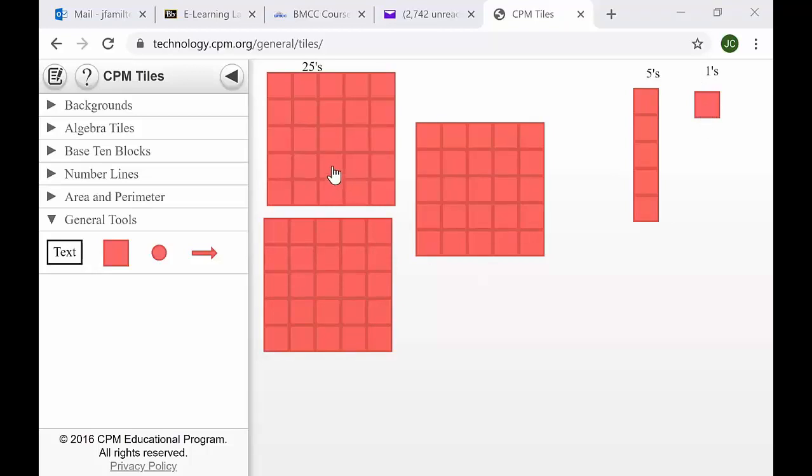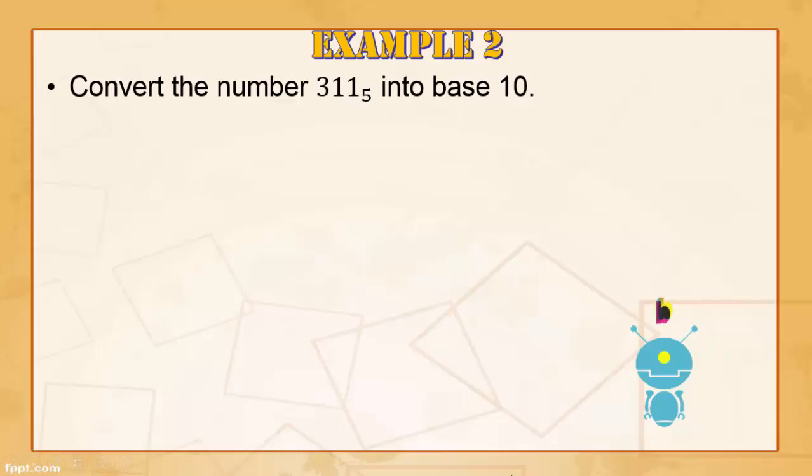So then I add these up. 25, 50, 75. 75 plus 5 is 80. And then finally the 1. So that gives us 81 base 10. Now that we have seen how it would look using blocks, let's go now to the whiteboard and work out how we would do it using a table.